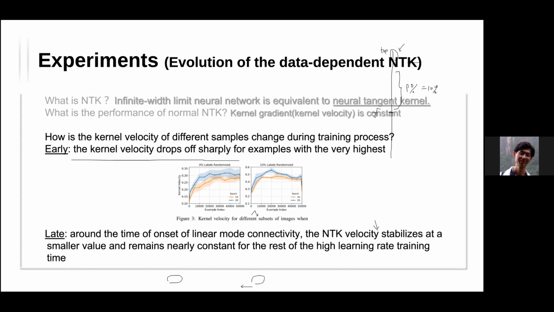The kernel velocity is on the weights, right? Yeah, on the weights. So you want to pick a few trivial samples, or important samples. You want to select trivial samples and see whether it still keeps constant.